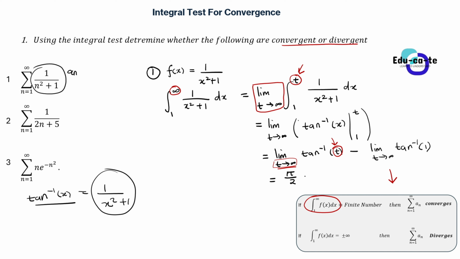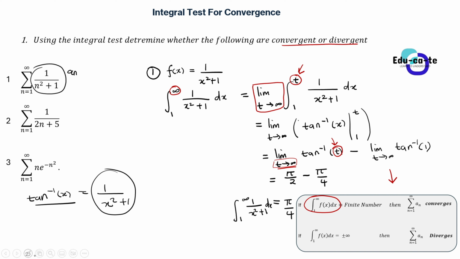And then here, the arctan of 1: tan of 45 degrees, remember, is equal to 1. So arctan of 1 is equal to 45 degrees, which is equivalent to pi over 4 radians. And pi over 2 minus pi over 4, this is just 1 over 2 minus 1 over 4, which gives you pi over 4 as well. So this is the integral from 1 to infinity of 1 over x squared plus 1 dx.